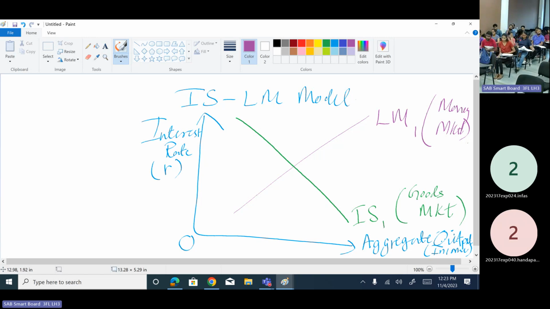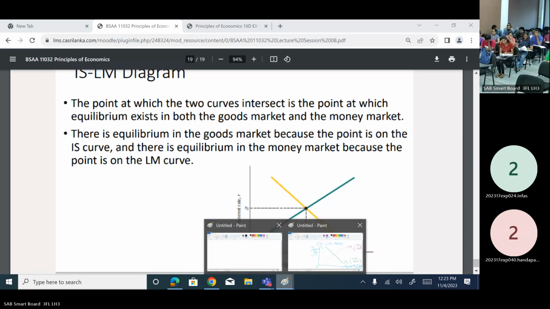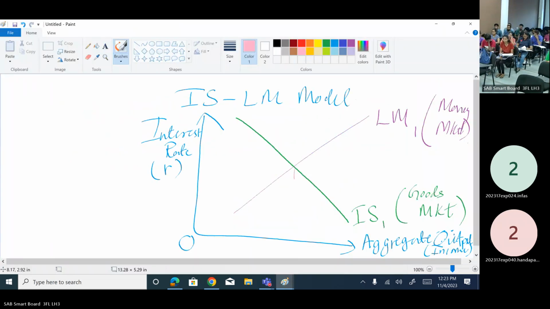In the ISLM model, what is the equilibrium? The point where these two meet will decide the general interest rate for the country and the country's aggregate income. Y star is the country's income, R star is the interest rate. That's it, the ISLM model and the AD-AS model.